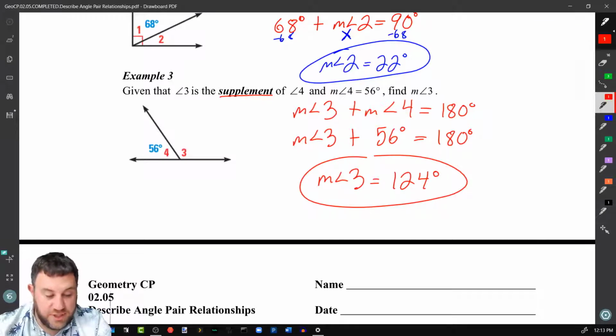Now, do you need to write all these steps out? Not necessarily for these simpler ones, but we will see some that are a good bit more complex. Once we start getting into algebraic expressions for our measurements, it will be helpful for you to write it all out.